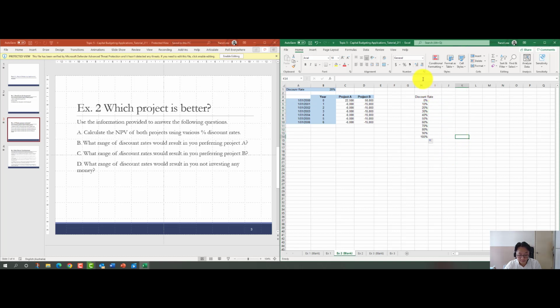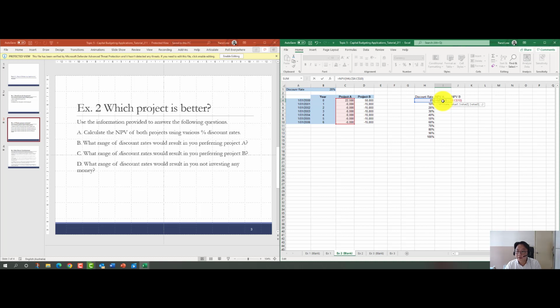100, there we go. Okay, and what we're going to do is going to get the NPV of A and the NPV of B. All right, so equals to NPV of the rate, which is here, and all of these values here. And what I'm going to have is I'm going to have fixing the rows of that one too. Okay, so let's see.